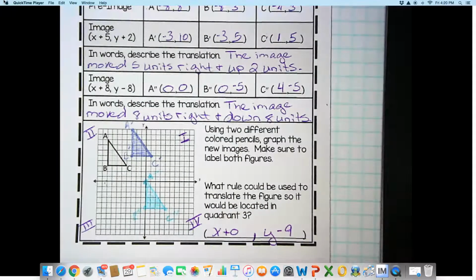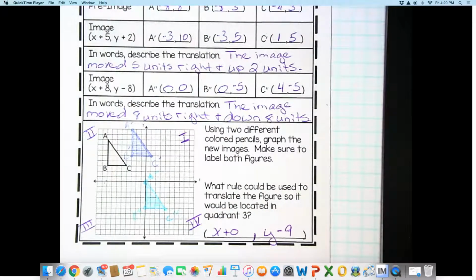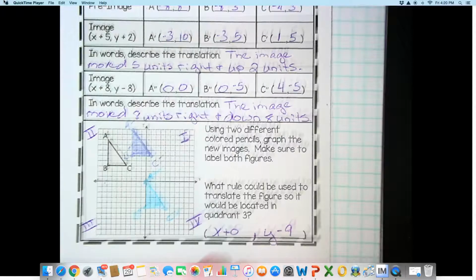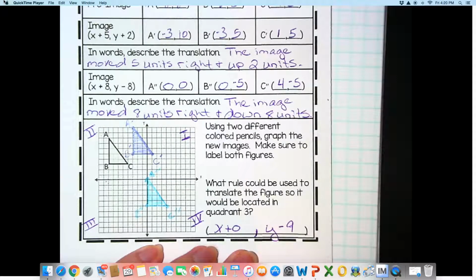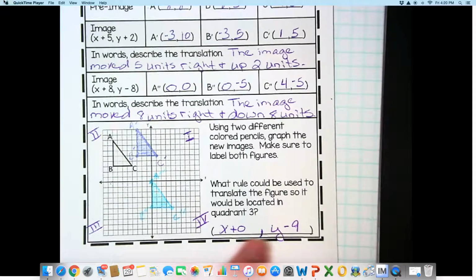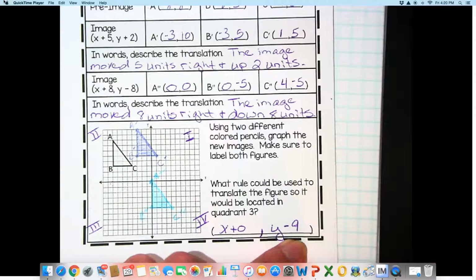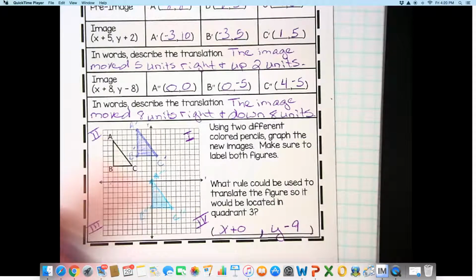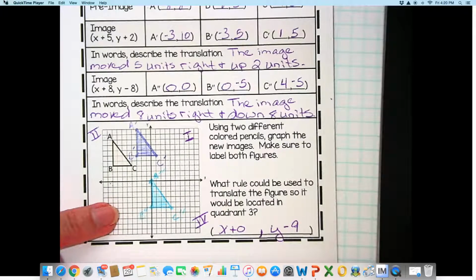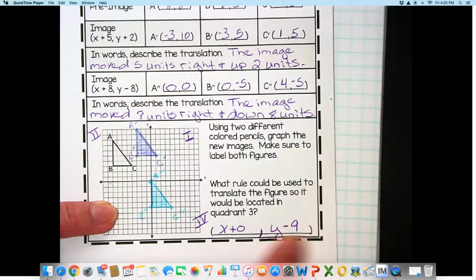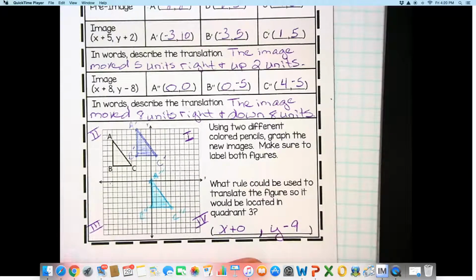So it said what rule could be used. Well, this is one rule that could be used. You could have said that you moved it right 1 or 2 or 3, and that would have been fine. You could have said that you subtracted something bigger, like -10 or -11 or -12. That still would have put it down here in this third quadrant. So there are really multiple answers that you could put down here for this one. But this one definitely does work.